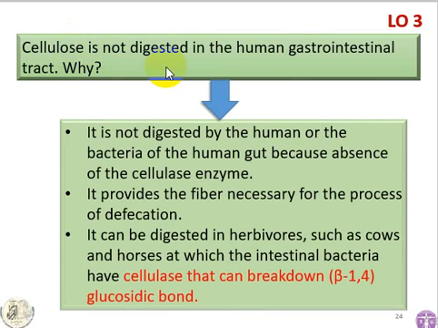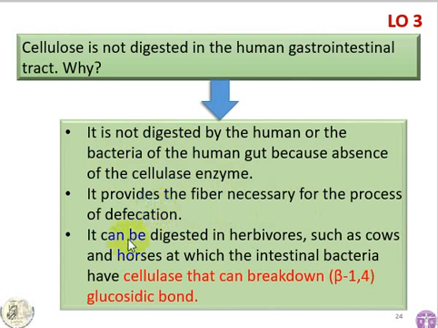Cellulose is not digested in the human gastrointestinal tract. Why? This is because the human gut does not have the cellulase enzyme. This cellulase enzyme is responsible for the digestion of cellulose. Therefore, cellulose provides fiber, which is necessary for the process of defecation.